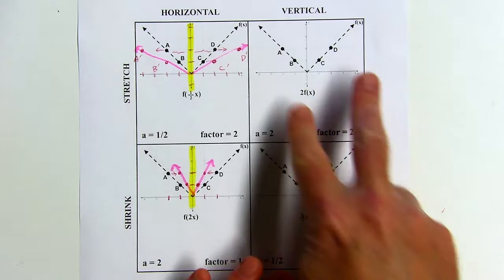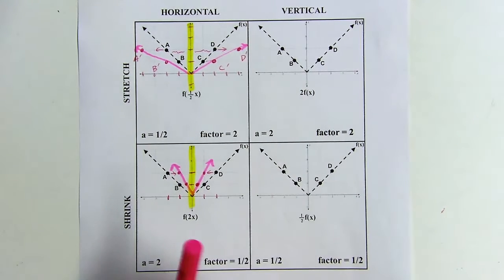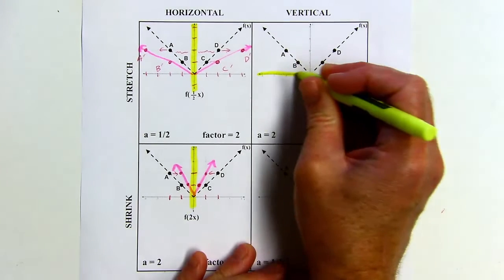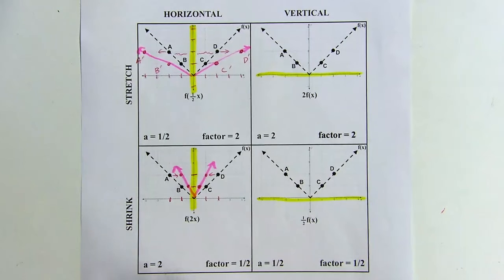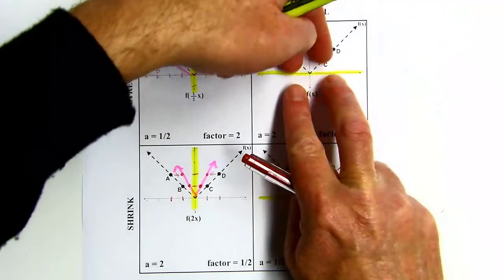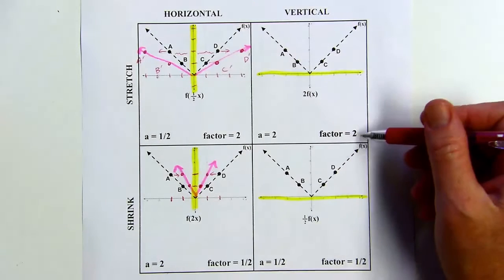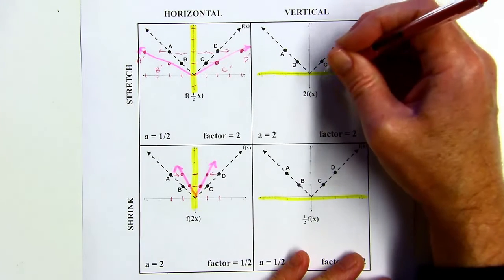So on the vertical ones, that means my points are going to move either up or down, which means they're going to be moving towards the x-axis or away from the x-axis. So I'm just highlighting the axis that they're moving in relation to. Okay, so a vertical stretch, so that means these are going to move up and away. So my factor here is going to be 2. That means I'm going to double the height of these points.